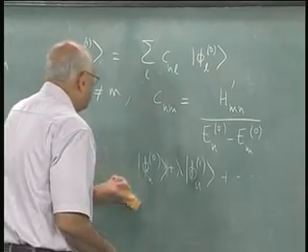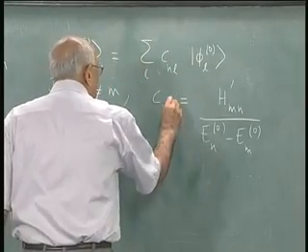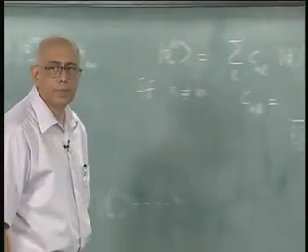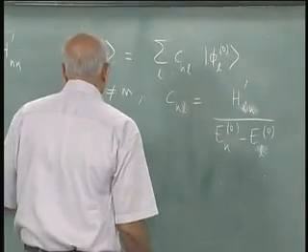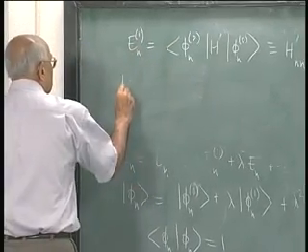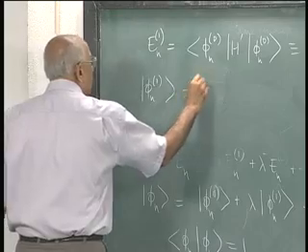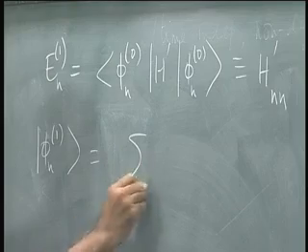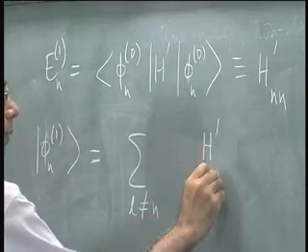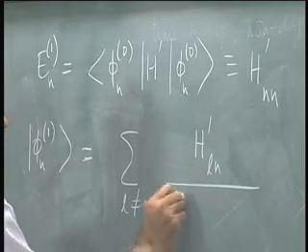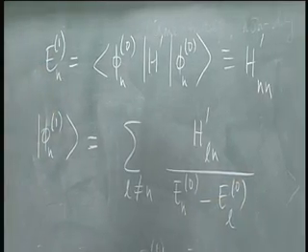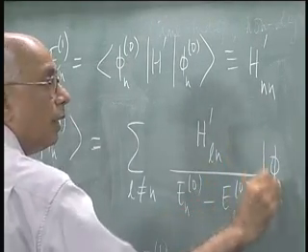Therefore, if I put this in, by the way, Cnl is just Ln, and then this is just L. So I get a correction which says, this formula together with phi n1 equal to the summation over L not equal to n of H prime Ln divided by En0 minus EL0, acting on phi L0.